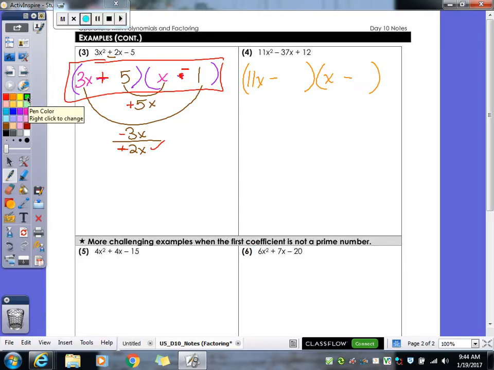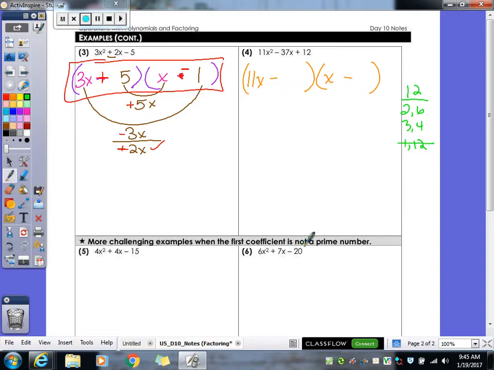So we have lots of options for 12. What are our factors of 12? 2 and 6. 3 and 4. 1 and 12. All right. So we need to get a 37 in the middle. And we have an 11 that we're going to be multiplying something times. So do you think we're going to want to use the 1 and the 12 for this one? I'm thinking 2 and 6.